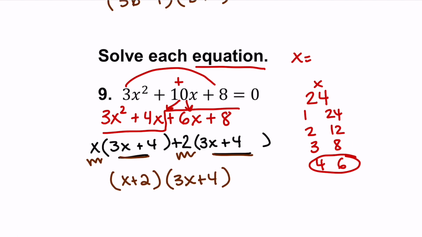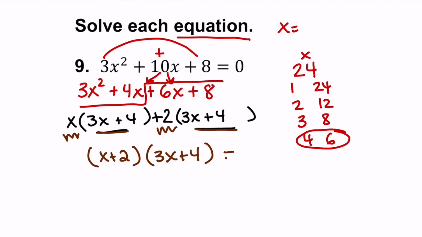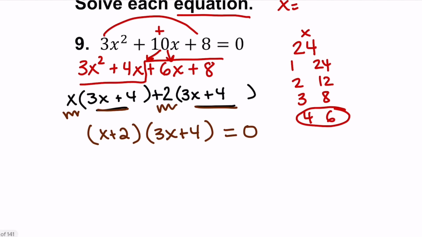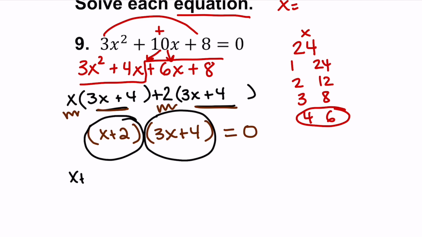Okay. Now we're not quite done on this one because we're trying to solve this equation. So I've got two things that are multiplied to equal 0. And if two things multiply to equal 0, either the first one has to equal 0 or the second piece has to equal 0.